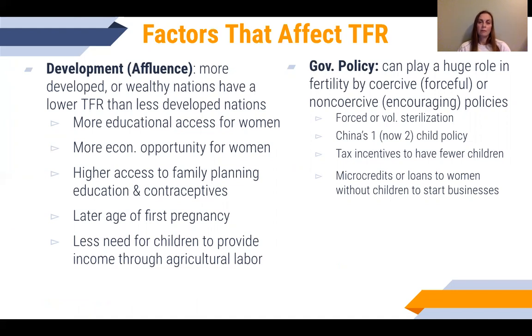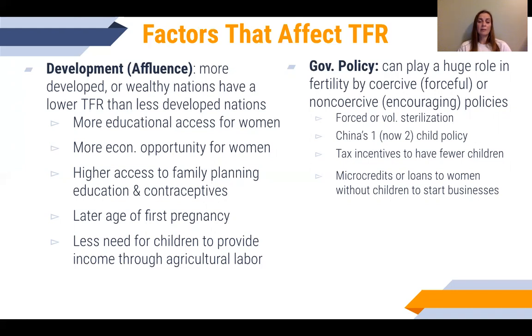Well, in more developed nations, women are much more likely to be educated, which means they're going to have more economic opportunity. And as they have more economic opportunity and higher levels of education, they're more likely to plan their families in a way that doesn't affect their careers. They have higher access to family planning tools, to contraceptives. They also tend to delay their first pregnancies so that they begin reproduction later in life.